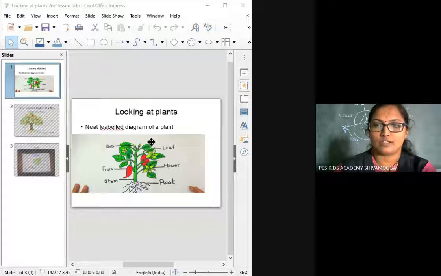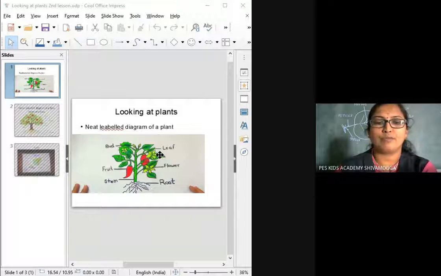The stem has xylem tissue, which allows water to be transferred from the root to all parts of the plant, and the stem also has phloem tissue. That phloem tissue helps in transporting food from the leaf to all other parts of the plant. So the stem helps the plant stand straight, erect.